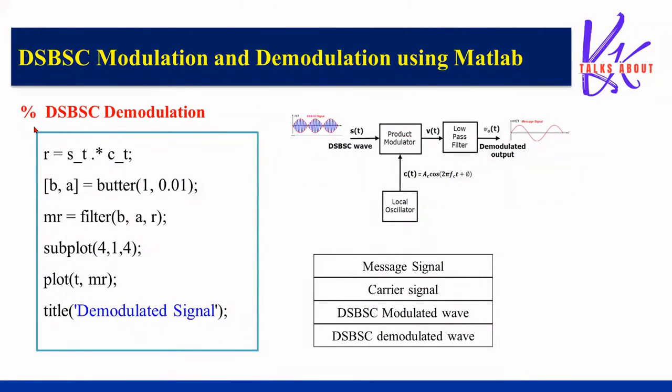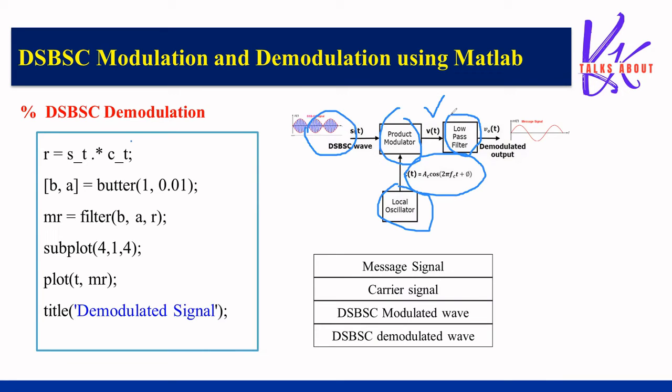In the demodulation process, already we have said that the modulated signal is given to your product modulator along with your carrier, the condition is that the phase of your carrier and the phase of your modulated signal should be same. So when we give it to the product modulator, the wave which is generated is called the demodulated wave, which has some unwanted signals, so that is passed through your low pass filter.